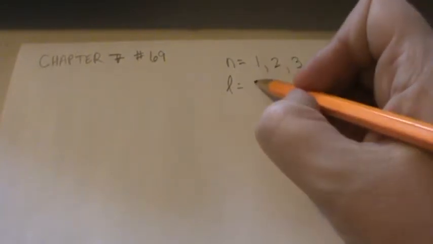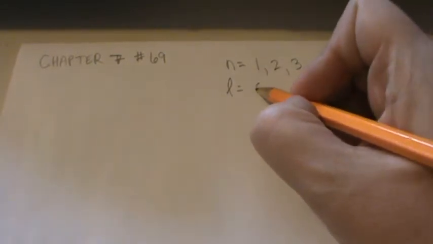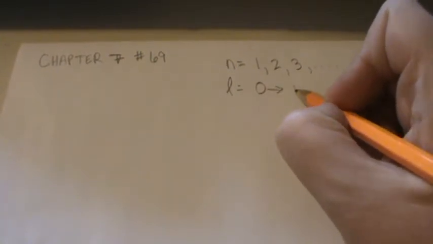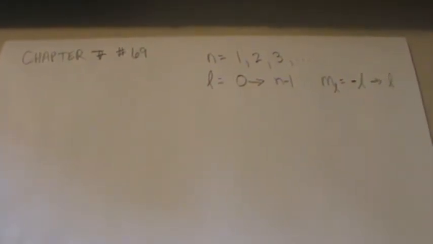Okay, so let's go ahead and review what our quantum numbers mean. n is an integer, 1, 2, 3, etc. L is a variety of numbers starting with 0 and going to n minus 1. And m sub L is equal to whatever your L value is, a variety of those. So from negative L to L, and each integer in there.